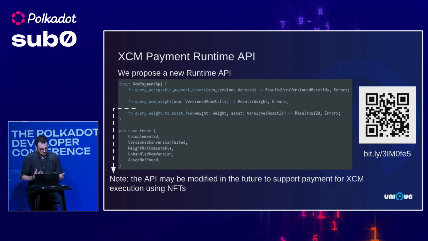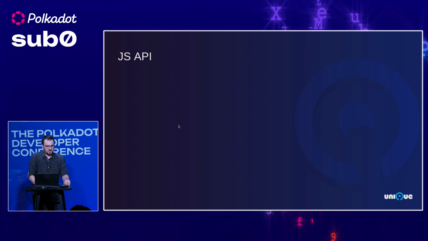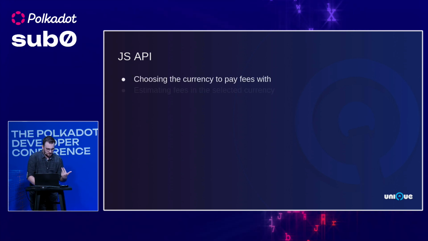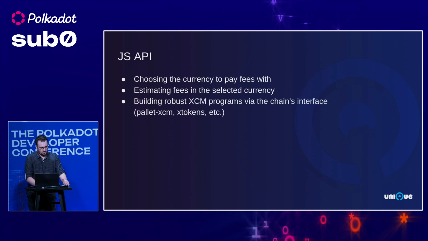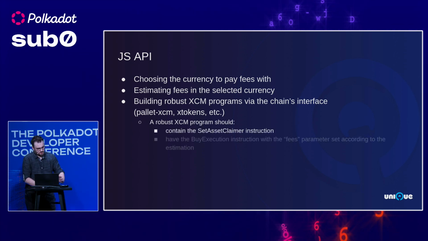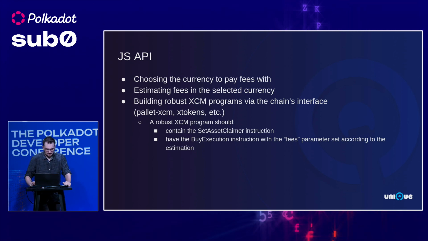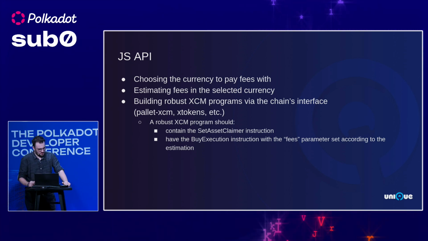Okay, having all of the described things, we will be able to implement the JavaScript API for UI and wallet builders, so they can provide a convenient XCM experience where users can choose the acceptable currency, estimate fees in the selected currency, and build robust XCM programs using the chain's interface. What is a robust XCM program? The one that has the set asset claimer instruction and the buy execution instruction with the fees parameters set according to the XCM payment API estimation. As I stated in the beginning, we could augment an existing JavaScript library working with XCM instead of writing a new one, but it remains to be decided.